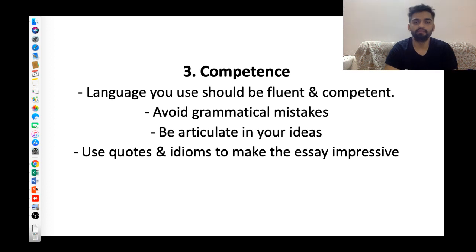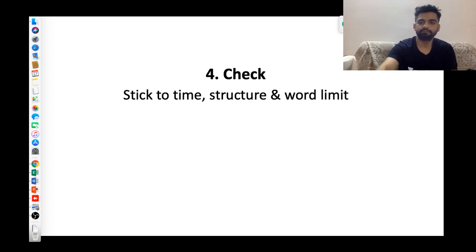Use quotes and idioms if you know of any. Right? There is no hard and fast rule that you have to use any quotes and idioms. If you know some famous quotes by any famous personality, right? Please use them. If not, please ignore. Just don't force something wrong into your essay, right?